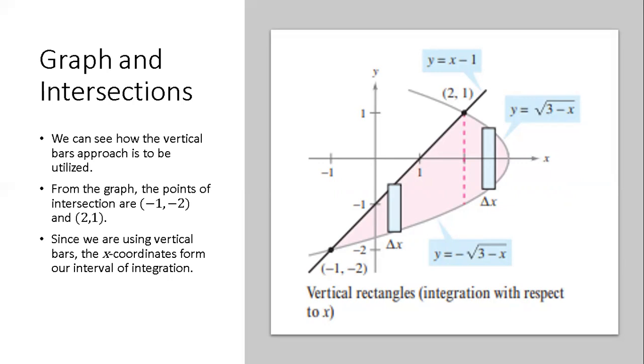But beyond this point, x equals 2, it is now the curve y equals square root of 3 minus x that is above the curve y equals negative square root of 3 minus x.